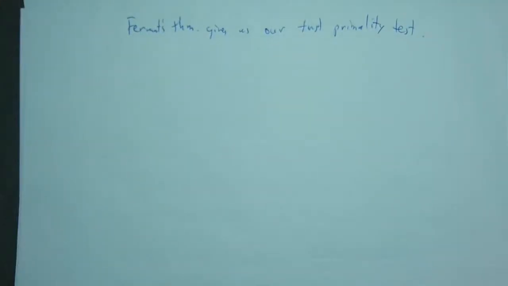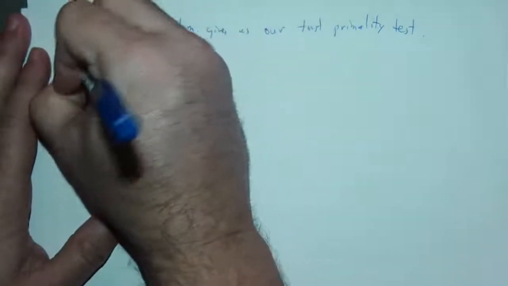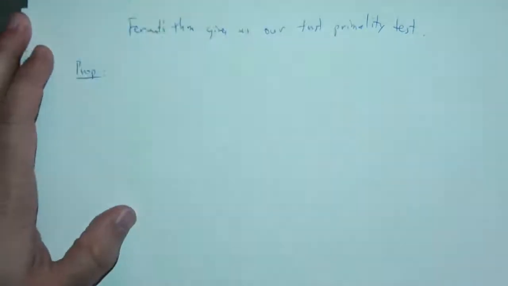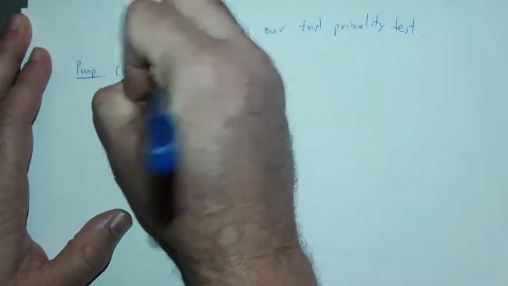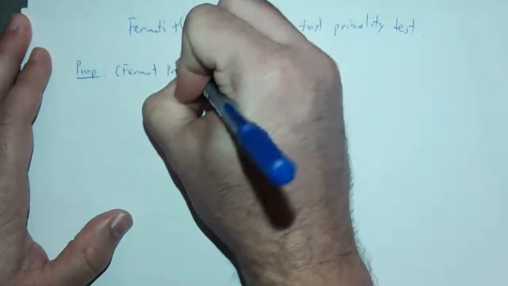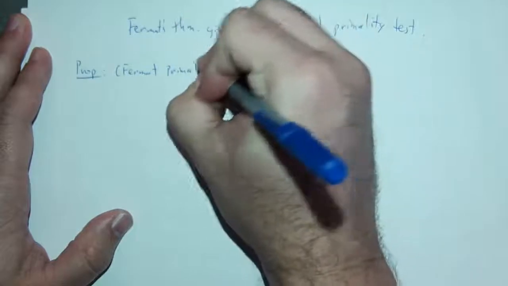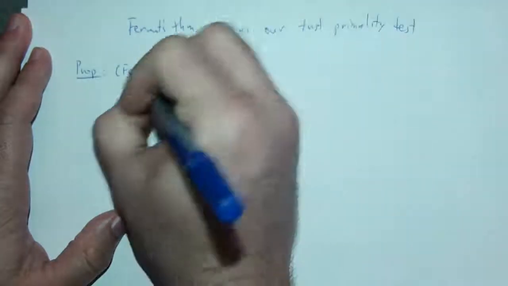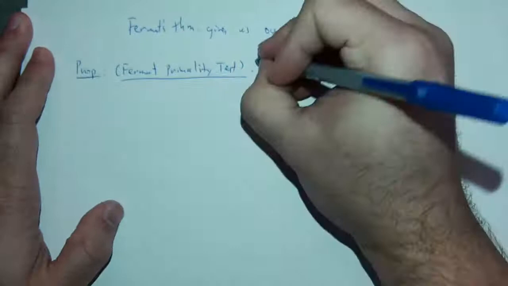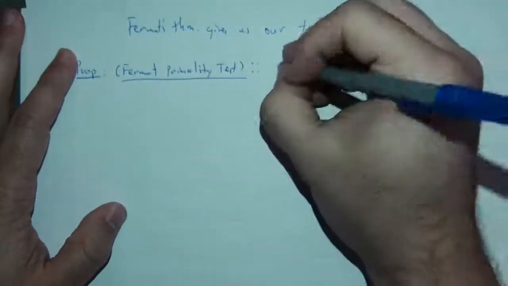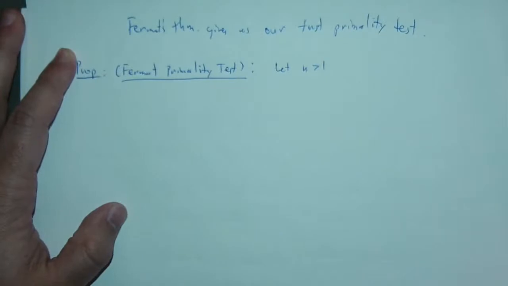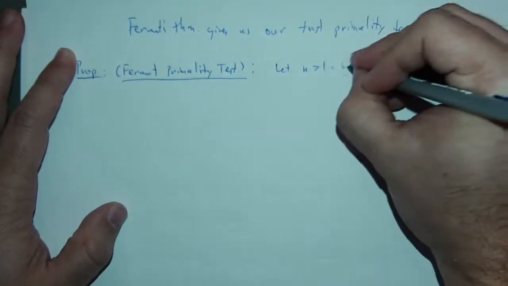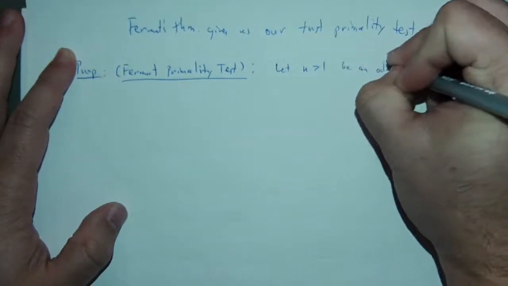Okay, so Fermat's little theorem says the following. So this is the Fermat primality test. The Fermat primality test is the following. Let n be an odd integer. So n is the thing being tested.